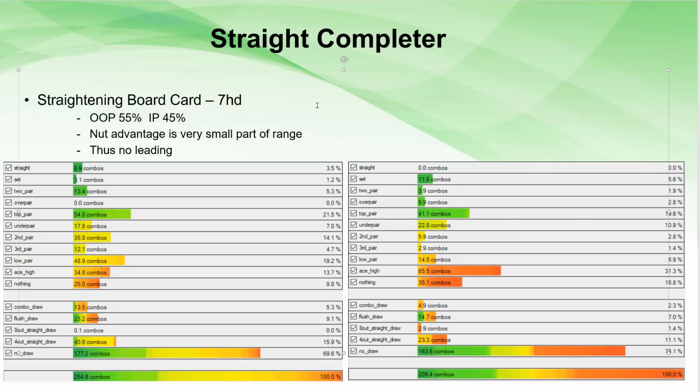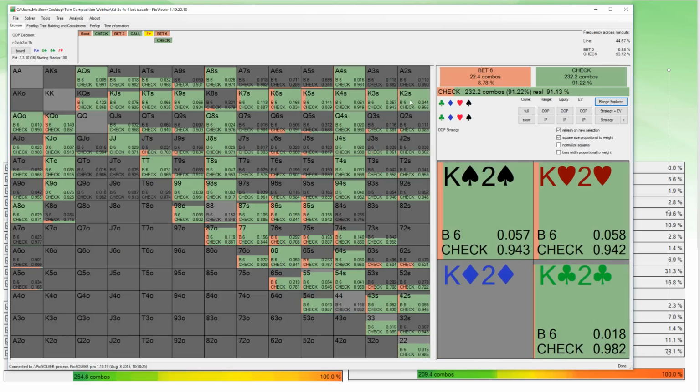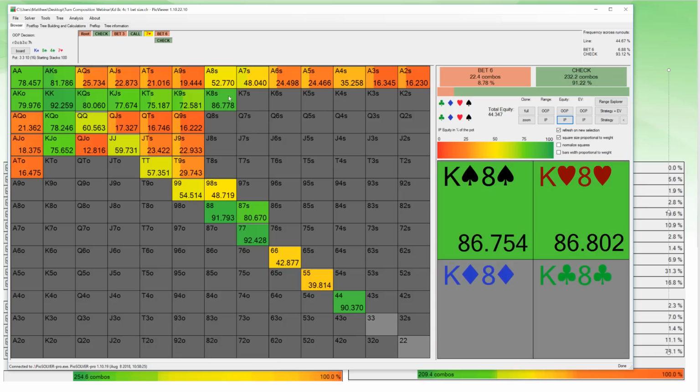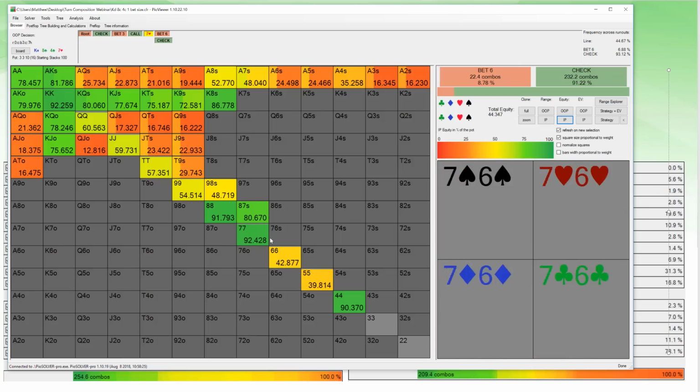It's still the in position player, while the nut advantage for the out of position player, he has the straights and a couple more 2 pairs. It's just the top pairs for in position are much stronger than the out of position player. So for example, out of position has King deuce, King 3, King 4, versus in position has King 8 as his worst top pair. And he still has ace king. He has the overpair of aces. He still has a set of 7.